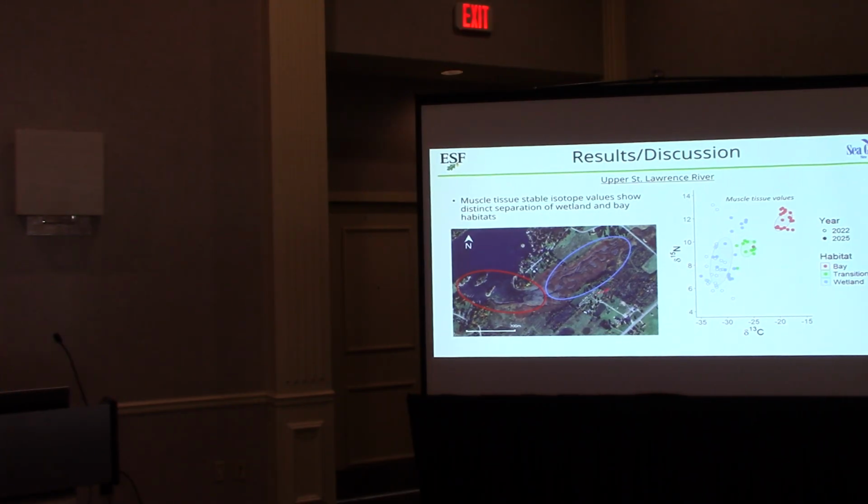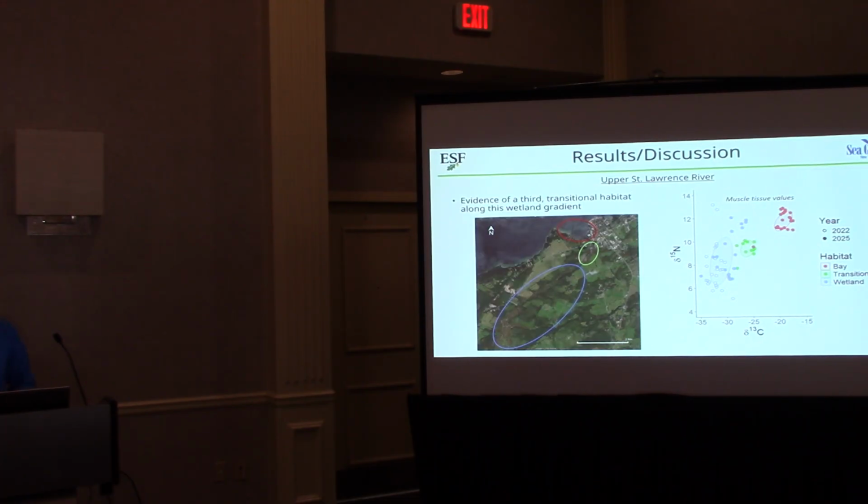So any fish that was caught up in these wetland habitats generally has really depleted carbon-13 stable isotopes. These fish that were captured out here in this embayment generally have really enriched carbon-13 stable isotope values. However, of course, in all of ecology, it's never that cut and dry. So really what we want to think about these wetlands is more of a gradient than two distinct habitats.